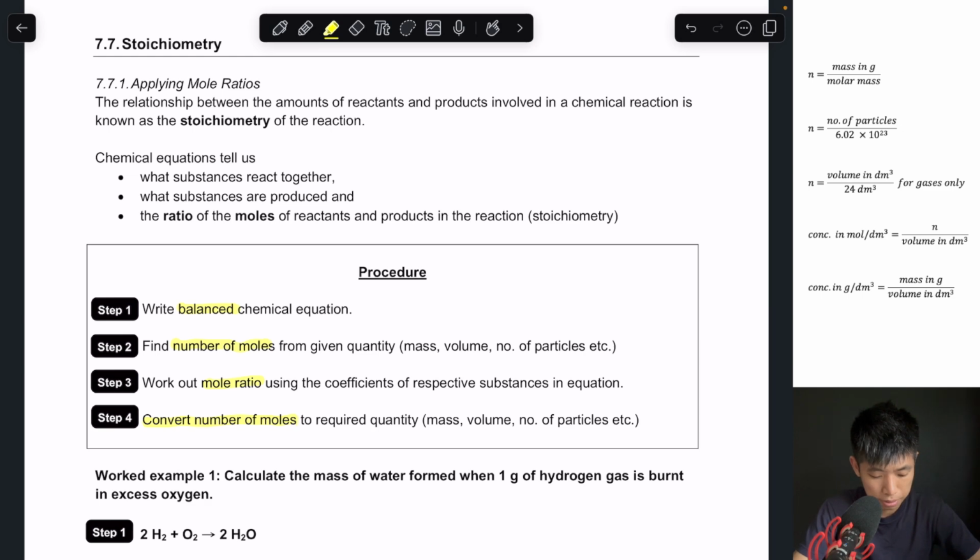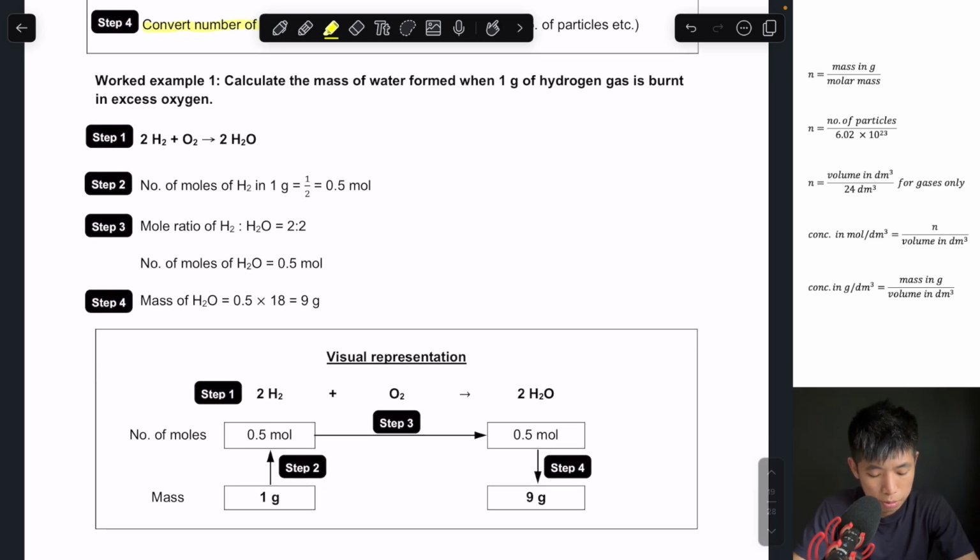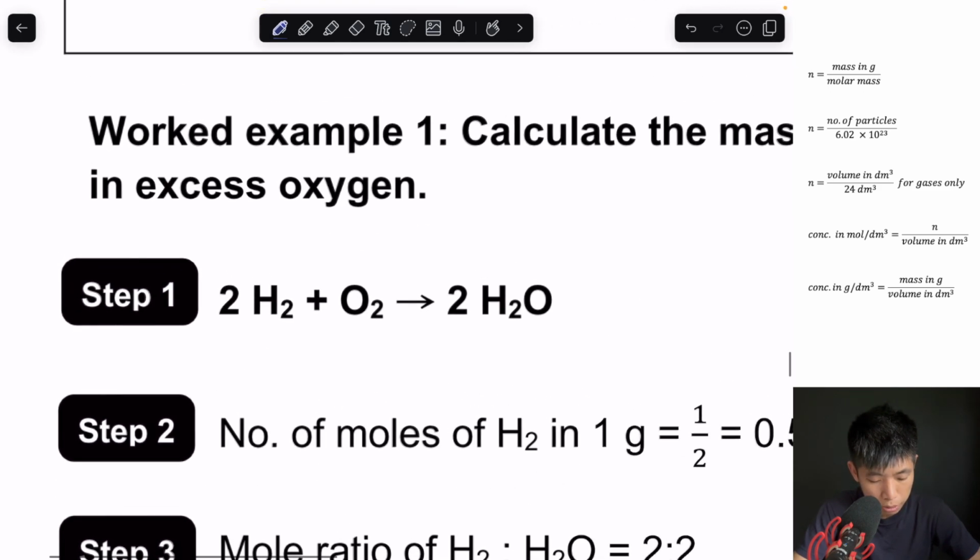Okay, so we look at one example here where we are asked to calculate the mass of water formed when 1 gram of hydrogen gas is burnt in excess oxygen. So how you do it is you can look at the equation like this. I start with 1 gram. I want to know the mass of water formed. Remember, the first step: is the equation balanced? Yes. The next step will be to compare moles.